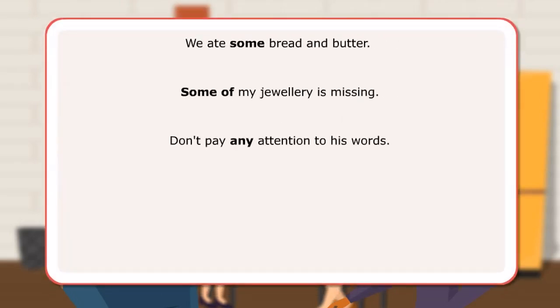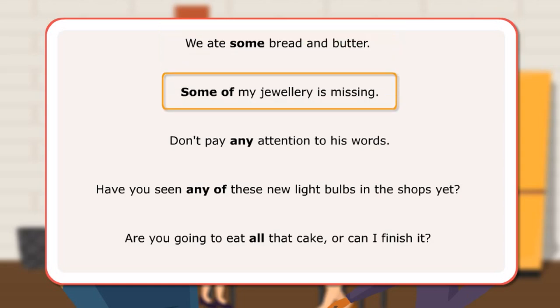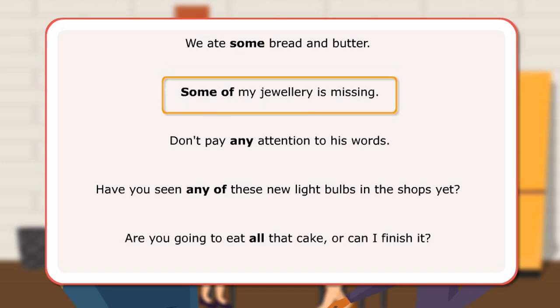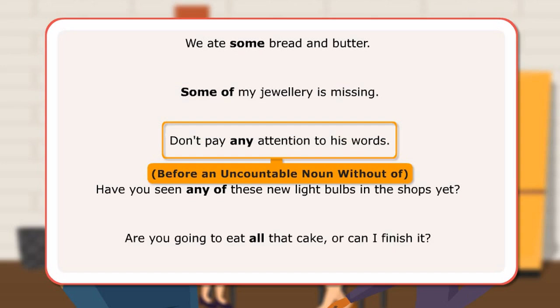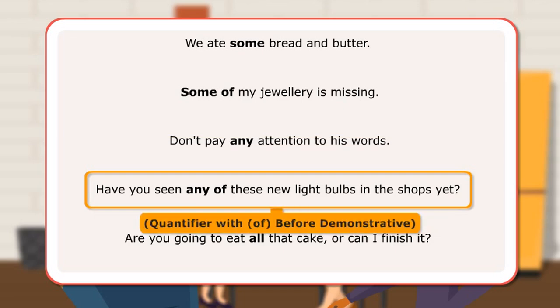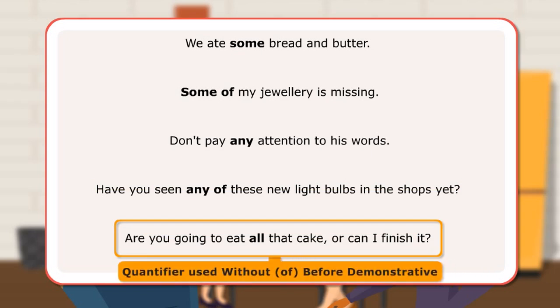Let us look at a few examples. We ate some bread and butter, before an uncountable noun. Some of my jewelry is missing. Quantifier with of before possessive. Don't pay any attention to his words. Before an uncountable noun without of. Have you seen any of these new light bulbs in the shops yet? Quantifier with of before demonstrative. Are you going to eat all that cake or can I finish it? Quantifier used without of before demonstrative.